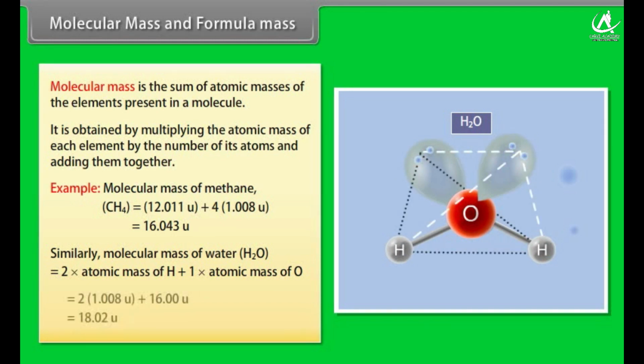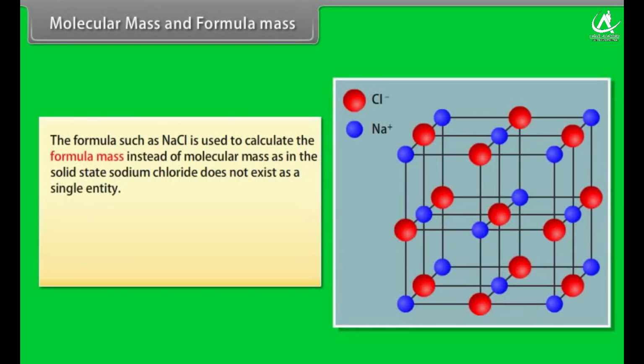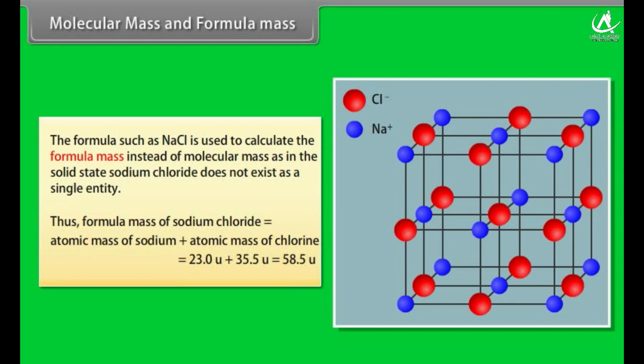Similarly, molecular mass of water, H2O, is equal to 2 × atomic mass of H plus 1 × atomic mass of O, which is 2 × 1.008 u plus 16.00 u, equal to 18.02 u. A formula such as NaCl is used to calculate the formula mass instead of molecular mass, as in the solid state sodium chloride does not exist as a single entity. Thus, formula mass of sodium chloride is equal to atomic mass of sodium plus atomic mass of chlorine, which is 23.0 u plus 35.5 u, equal to 58.5 u.